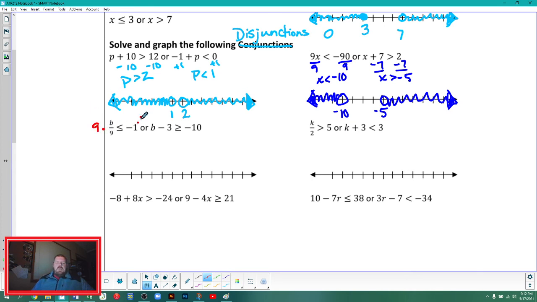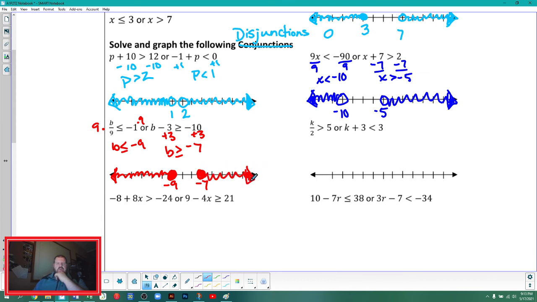So this one I'm going to multiply both sides by 9. So b is going to be less than or equal to negative 9. And also, or if I add 3 to both sides, b is going to be greater than or equal to negative 7. So I'm going to have negative 9 and negative 7. Again, not a great scale, but that's okay. You can work harder on that if you want to. This one would be closed circle at negative 9, shaded to the left. This one would be closed circle at negative 7 and shaded to the right.